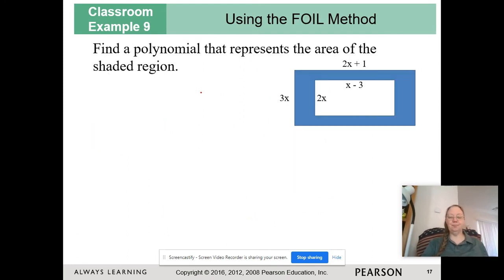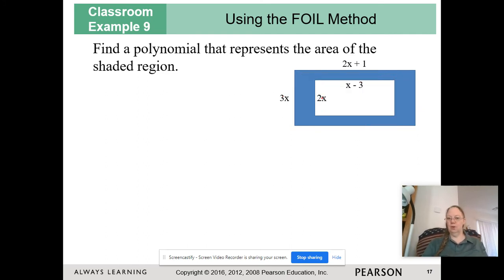All right. Find a polynomial that represents the area of the shaded region. So we're looking for the area of this. I call this a donut problem because this is a giant hole in the middle of this outside rectangle. And the way we find the area of just the donut, it's a rectangular donut, is we subtract off the area of this inside rectangle. It's like we're cutting a piece out of the middle.